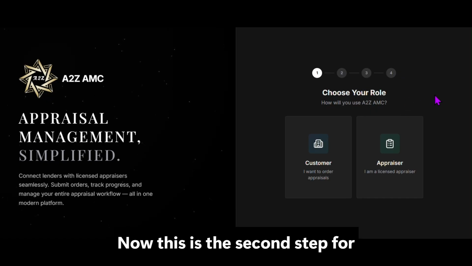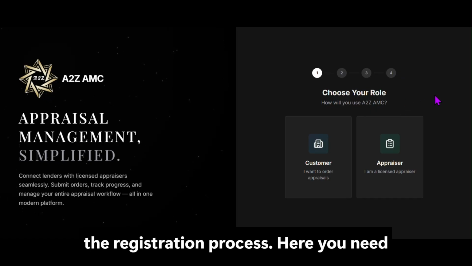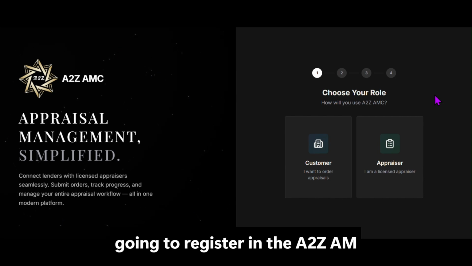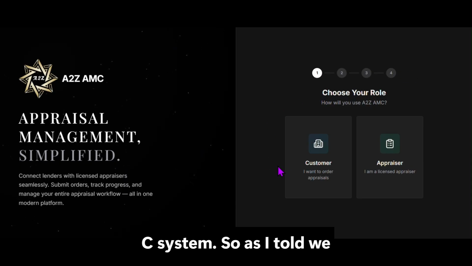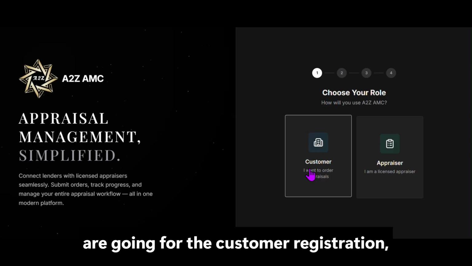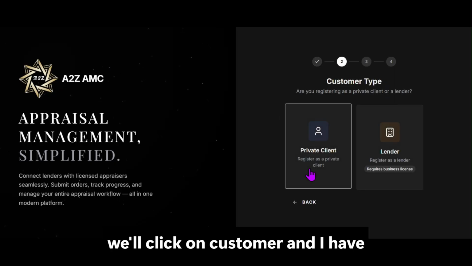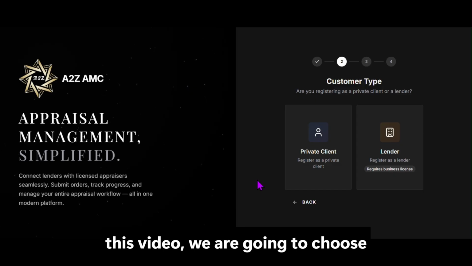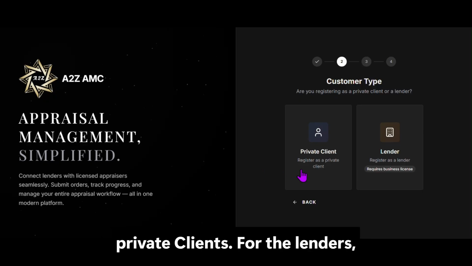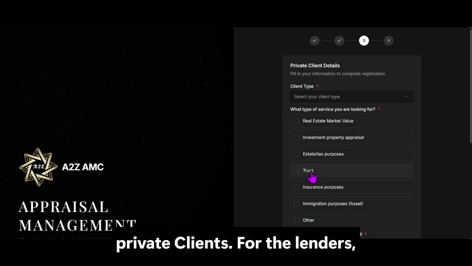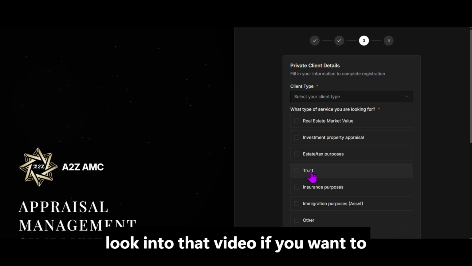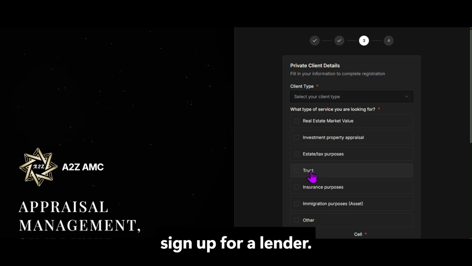Now, this is the second step for the registration process. Here you need to provide what role you are going to register as in the A2Z AMC system. As I told, we are going for the customer registration. We'll click on customer and I have to choose my customer type. For this video, we are going to choose private clients. For the lenders, we have created another video. You can look into that video if you want to sign up as a lender.